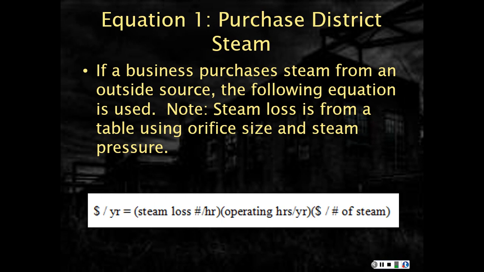So I'm looking at dollars per year. The first thing I need to know is my steam loss in pounds per hour times the operating hours per year of whatever the device is where the steam trap is located. And then I need to know what I'm paying in dollars per pound of steam. So those are the variables that I need.